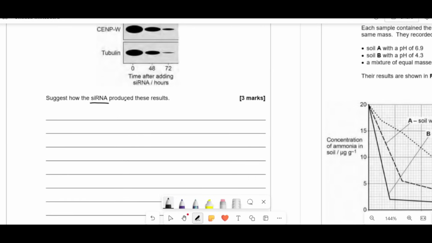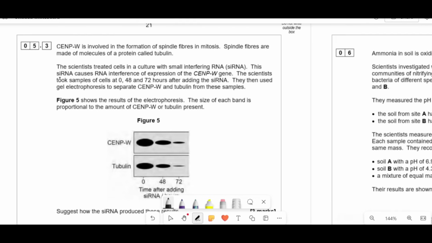So it says, suggest how siRNA produced these results. So we need to go back to the context of what the question's saying. Here, it's told you that they've used siRNA, and what it does is it causes RNA interference with the expression of this gene. When you want to express a gene, you need to transcribe it into mRNA, and then you need to translate it, right? So the mRNA becomes a protein. That's how all of this topic works. So here it's told you that for some reason siRNA causes RNA interference, as in something is not letting this happen.